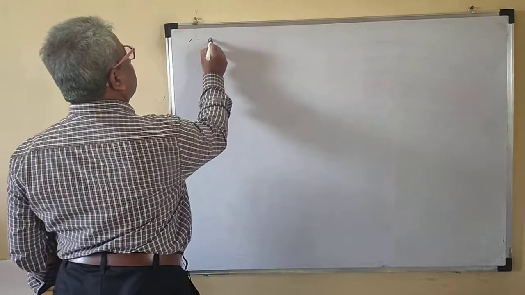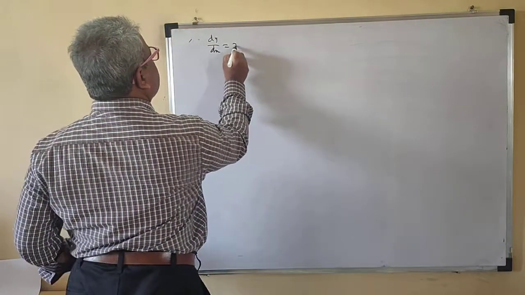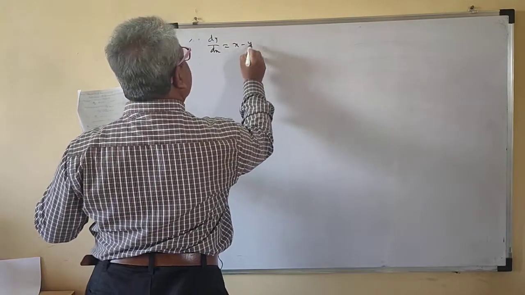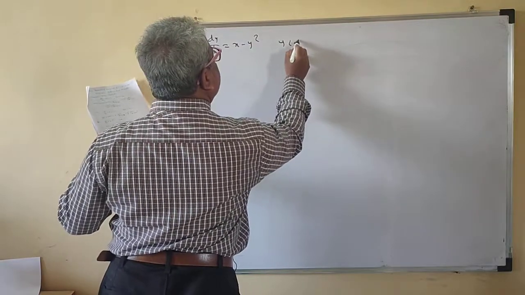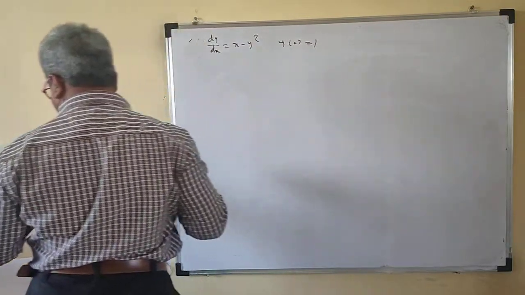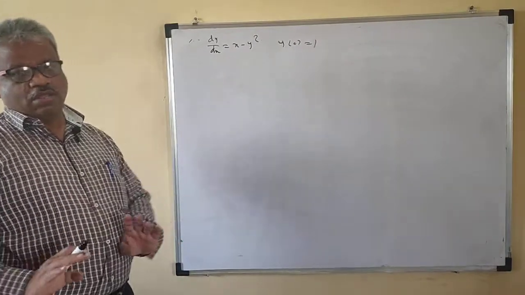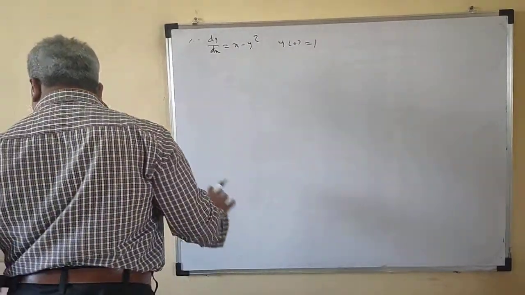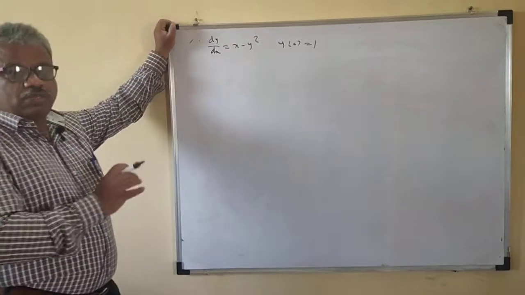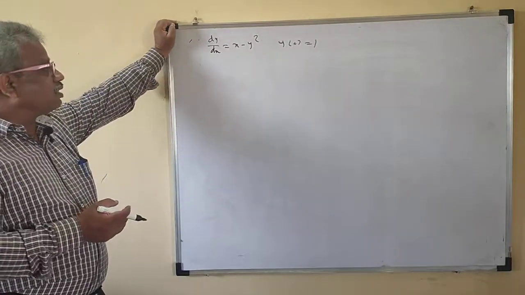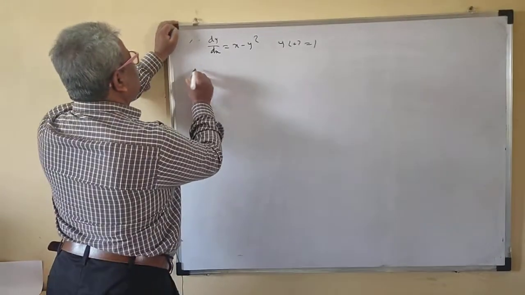Suppose we have the differential equation dy by dx is equal to x minus y square, and y of 0 is equal to 1. We'll find the first 3 terms. First we will solve this one, and then we will see which problem will be asked like this. So what is your Taylor series then?